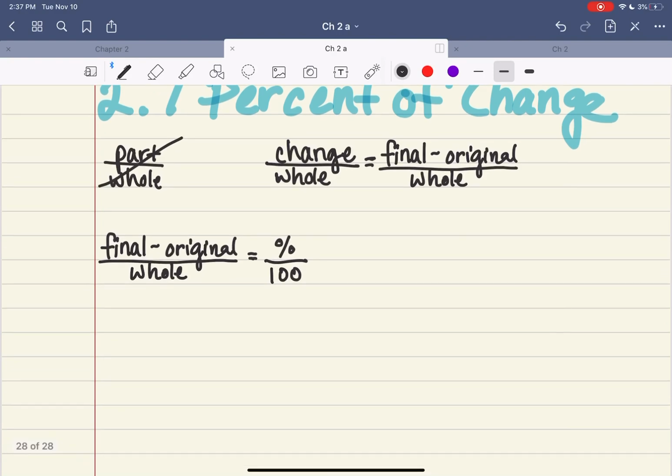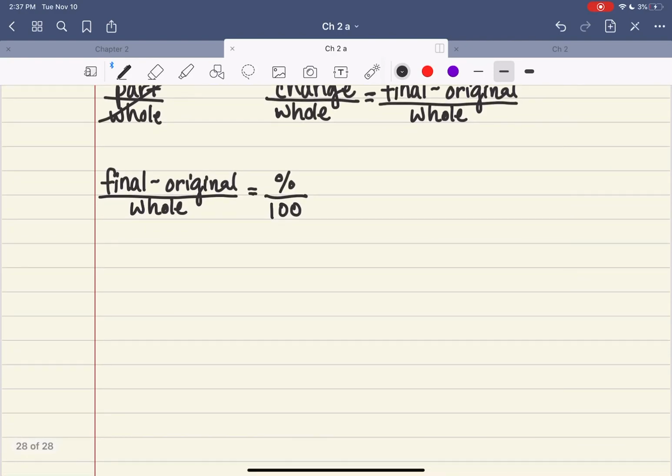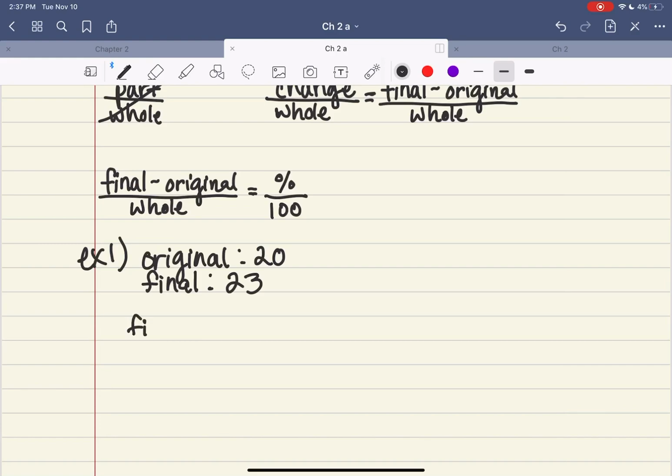So let's do an example. Let's say that I have an original amount of something of 20, and then after the change I have 23 of this thing. Let's say it's stickers, whatever. What I need to do is say, all right, well, the final minus the original over the whole is going to be equal to the percent over 100. So this is finding percent of change.